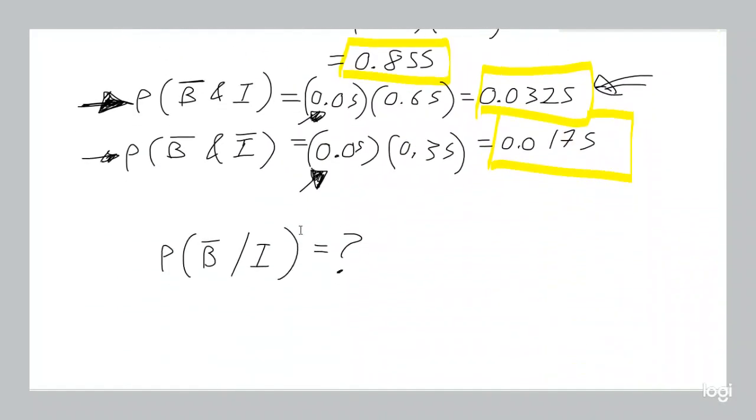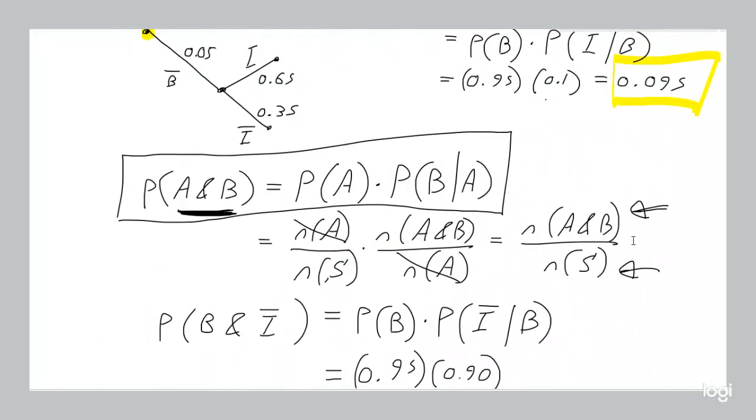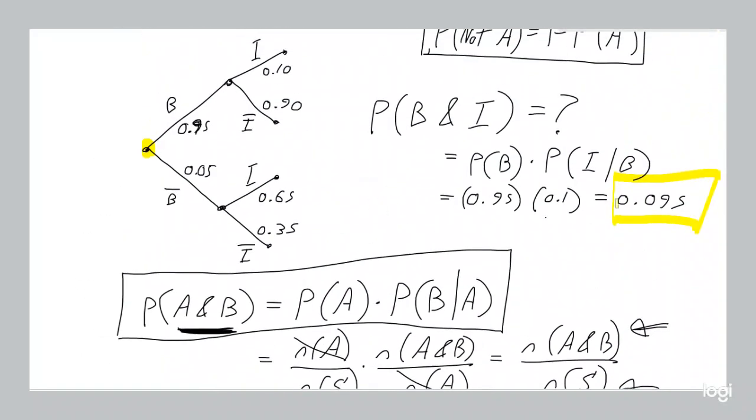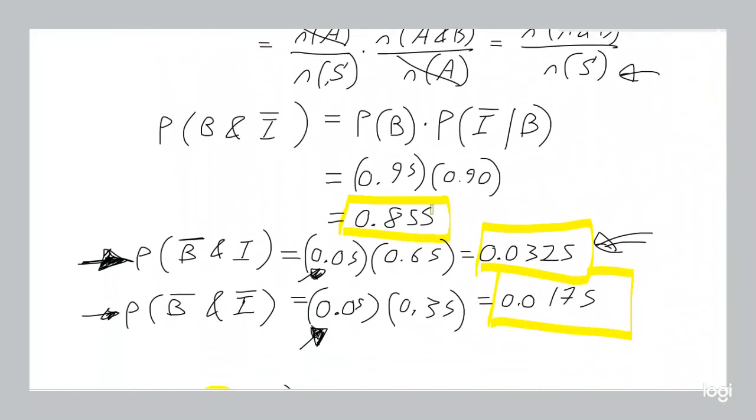So we're looking at, given that an injury occurred, of all those possibilities, what portion of those are ones where a seatbelt was not worn? Well, let's look at that portion of outcomes where an injury occurred. We have 0.095, that's the belt and injury, and then we have 0.0325, that's the no belt and injury.